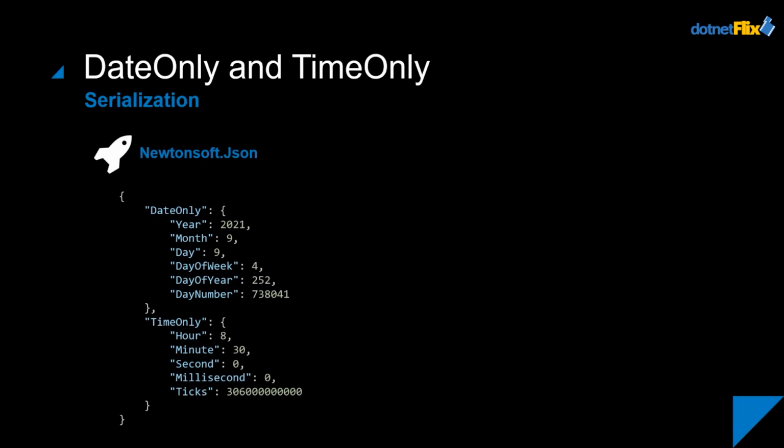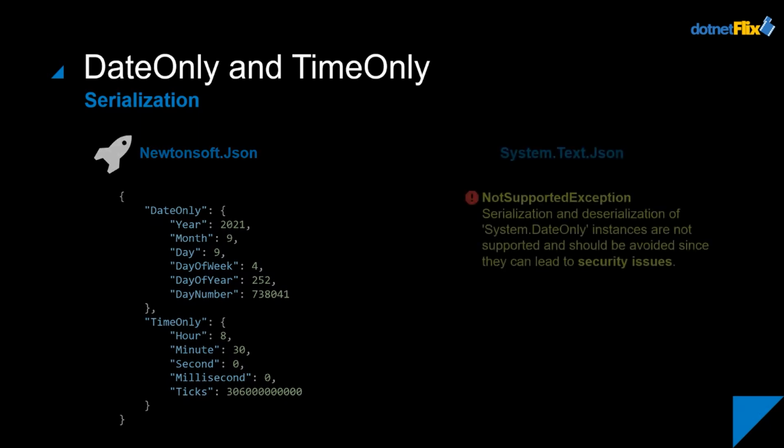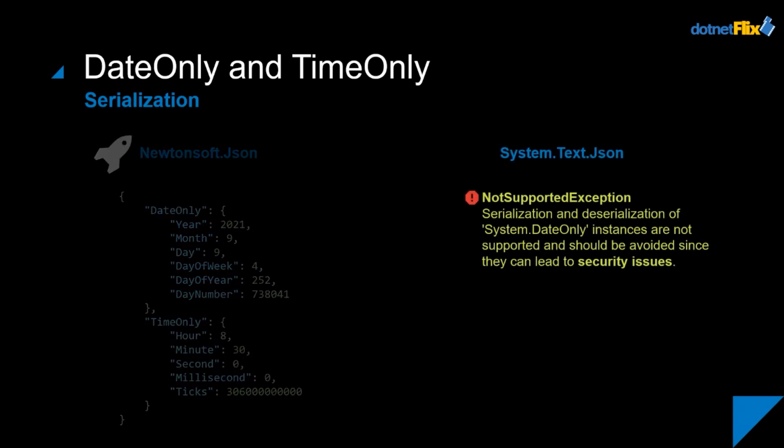But it's a little interesting to go a little deeper inside of why that is. Well, if you serialize a DateOnly and TimeOnly right now with Newtonsoft.Json, you would get about this result, in which it just enumerates the properties that are available for Newtonsoft.Json to enumerate, and it will just drop those in a JSON object for you. And like I said earlier, for System.Text.Json, it will actually throw a NotSupportedException.